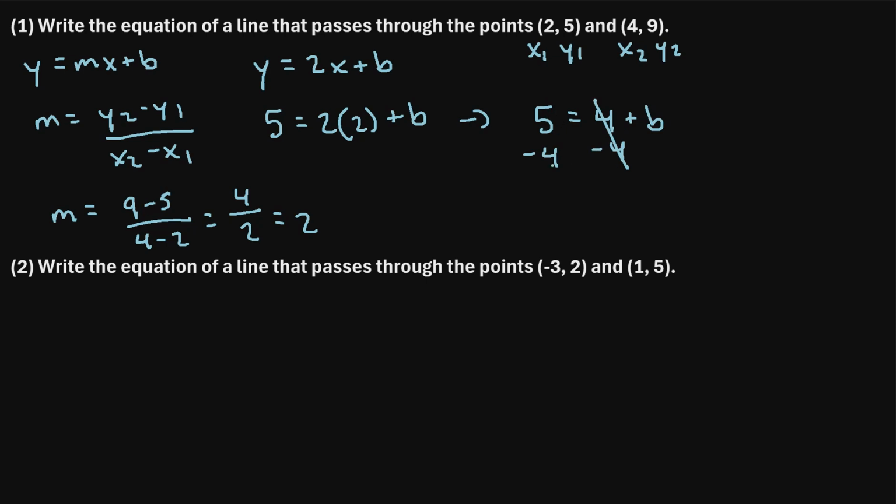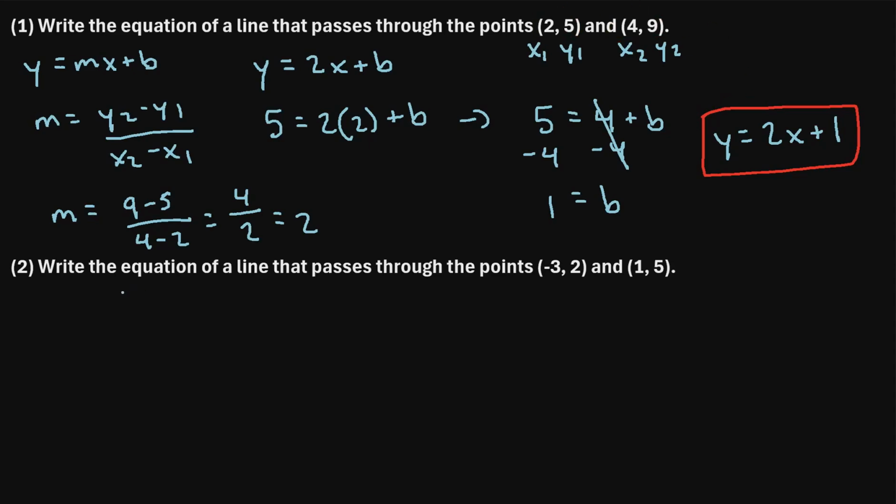On this side, we're left with 5 minus 4, which is 1, is equal to, over here we just have a b. So b is equal to 1. So that's what we can fill in right here. So our final equation is just going to be y is equal to 2x plus 1. That is the equation of the line that passes through both of these points.